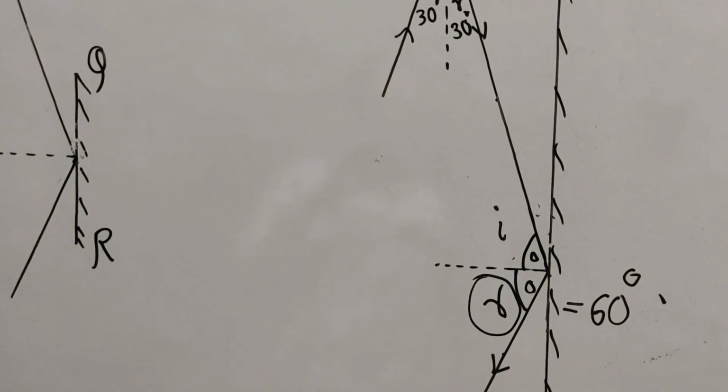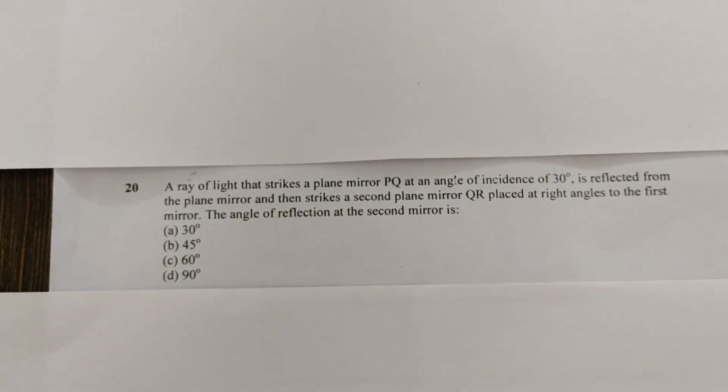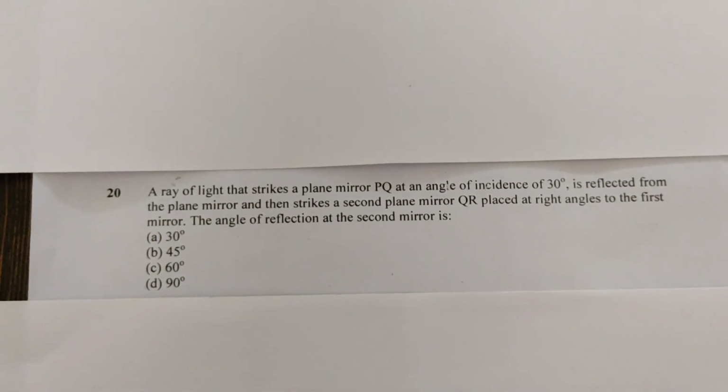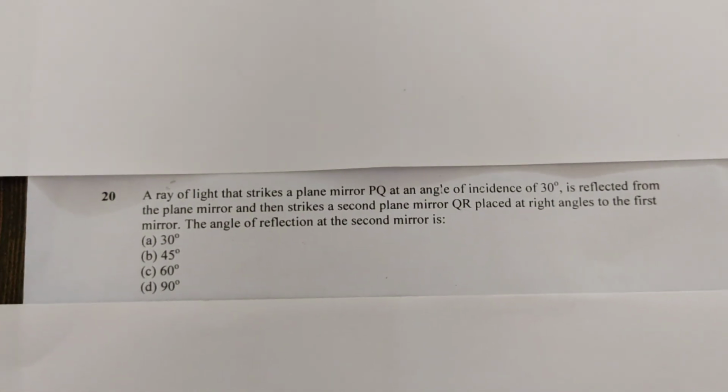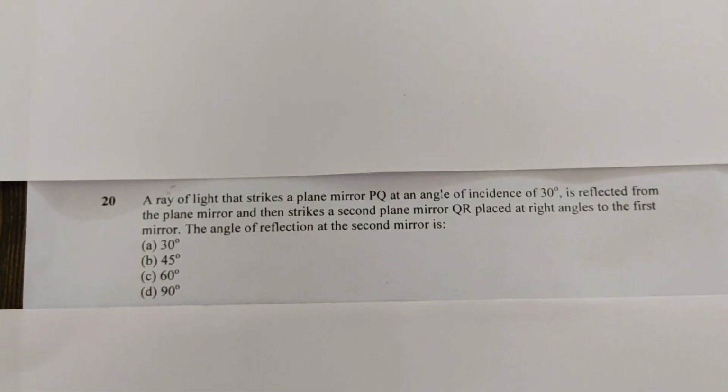So now let us look at the options. Here 4 options are there: 30 degrees, 45 degrees, 60 degrees and 90 degrees. And we have already seen that the angle of reflection at the second mirror is 60 degrees. So C is the correct option.